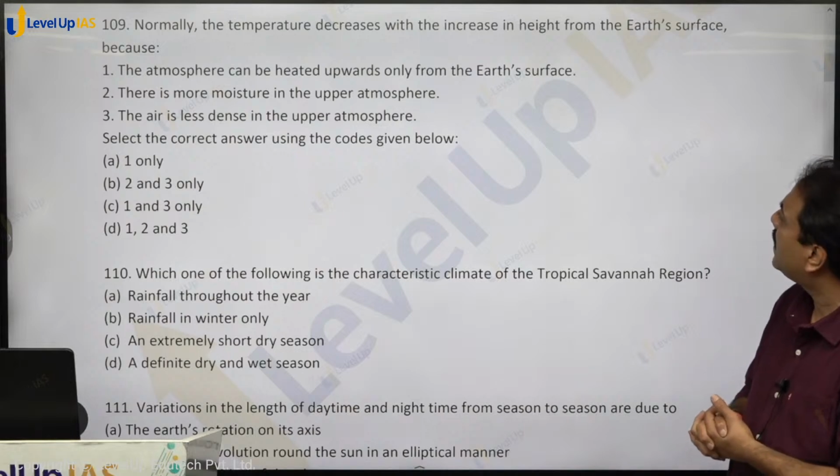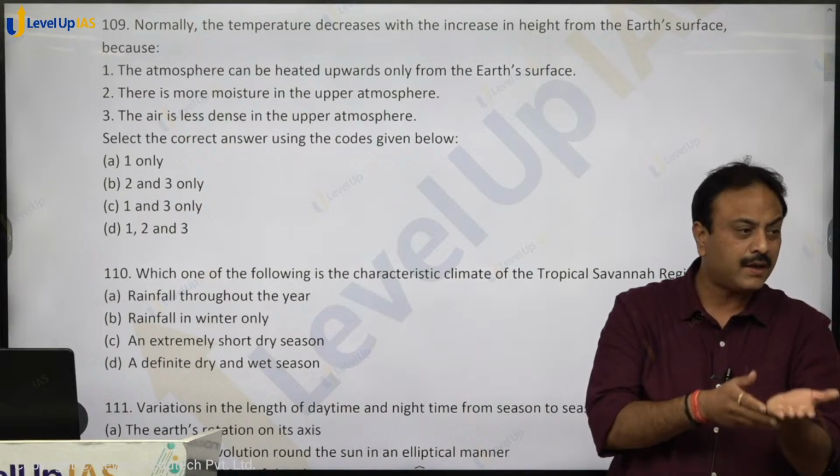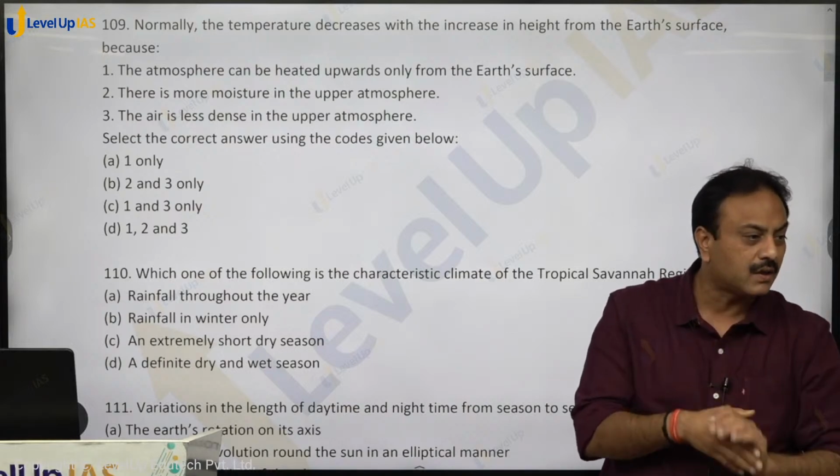The temperature decreases with the increase in the height from the Earth's surface. So we are talking from the Earth's surface. Why are you going for stratosphere and mesosphere?